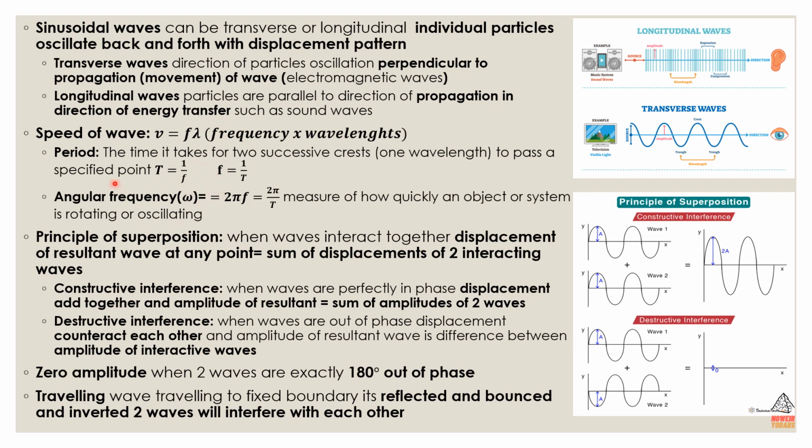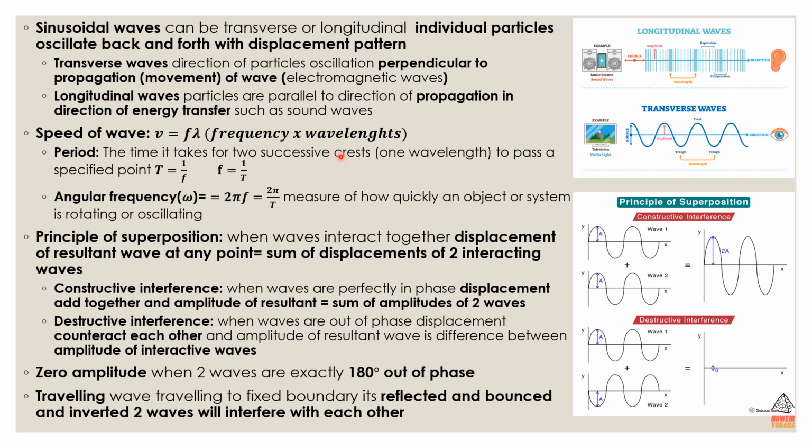Then you have angular frequency, which is represented by this. It's equal to 2 pi times frequency, or 2 pi divided by T. And it measures how quickly an object or a system is rotating or oscillating. So it really measures the speed of the object oscillating or rotating.